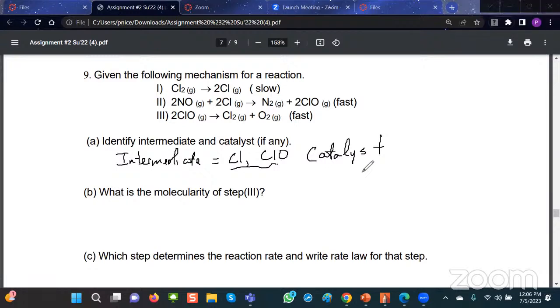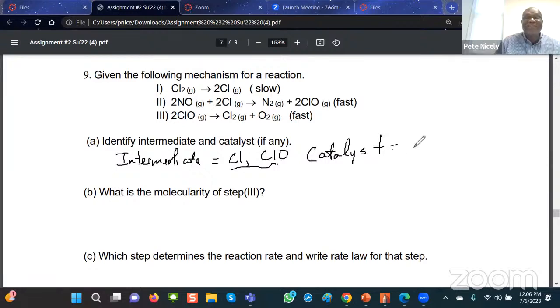Would the catalyst be Cl2? Yes, indeed. So the catalyst would be Cl2 because it is used up in an earlier step and then reproduced in a subsequent step. Very good, okay. So that answers the A part.